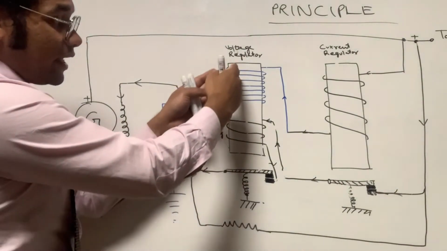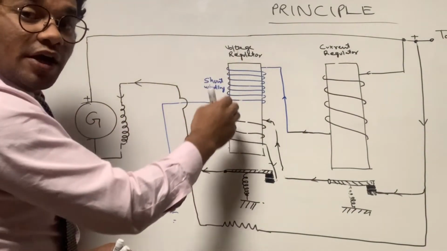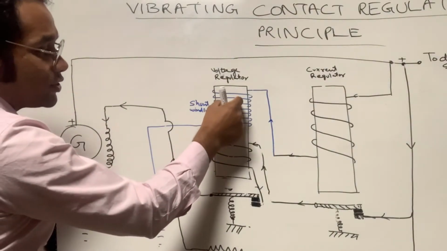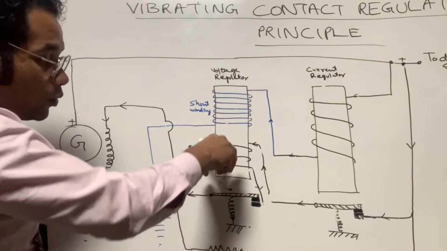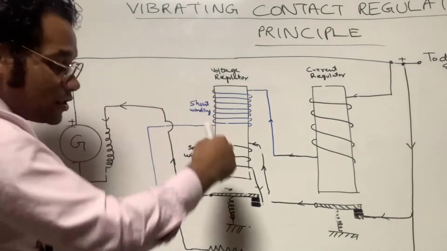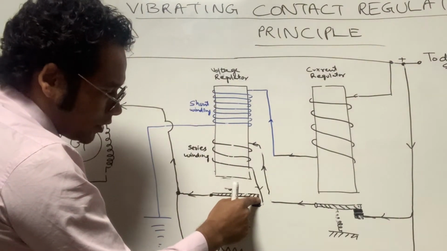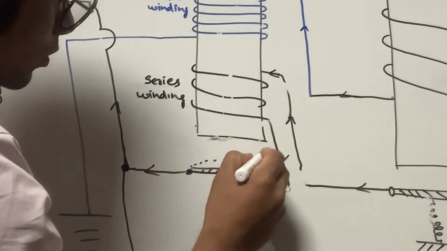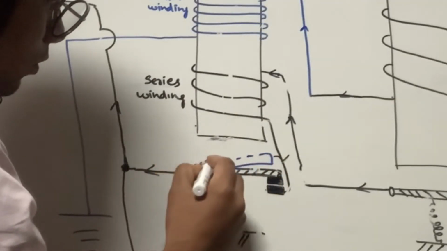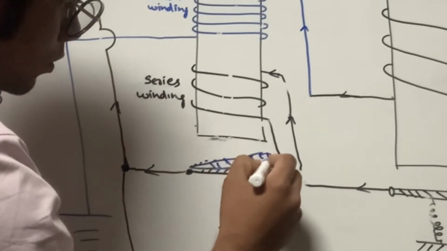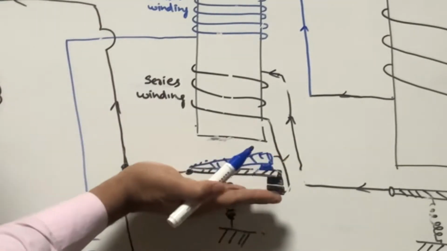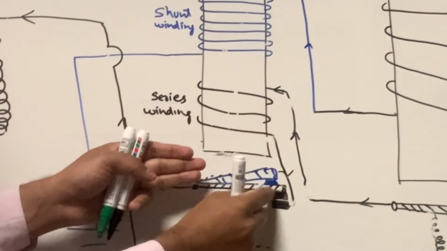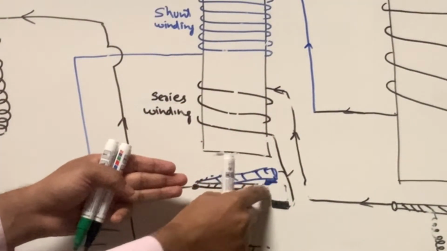So both the windings have current flow, because of which an electromagnetic force is created. That electromagnetic force, developed by the shunt winding and series winding, will pull the armature and the armature will open. Suppose this is how the armature opens. So the armature has opened. This fixed contact will remain here, the movable contact will open. So there is an open connection now.